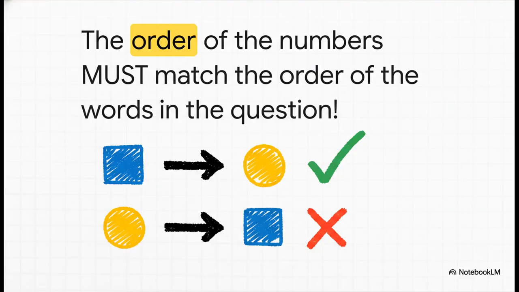Okay, this right here, this is probably the #1 spot where people mess up and lose easy points. The order is everything. If a question asks for the ratio of, say, boys to girls, your number for boys has to come first. It's absolutely critical.